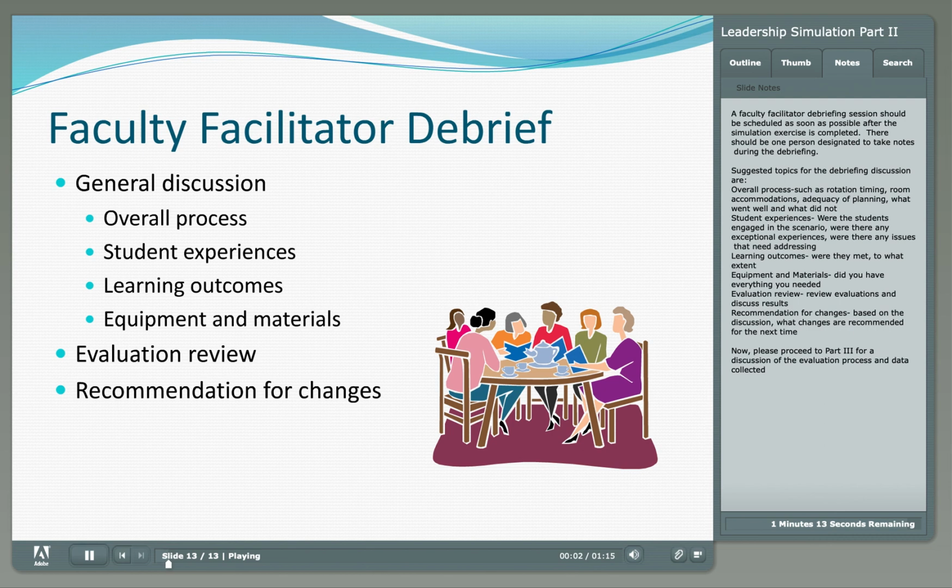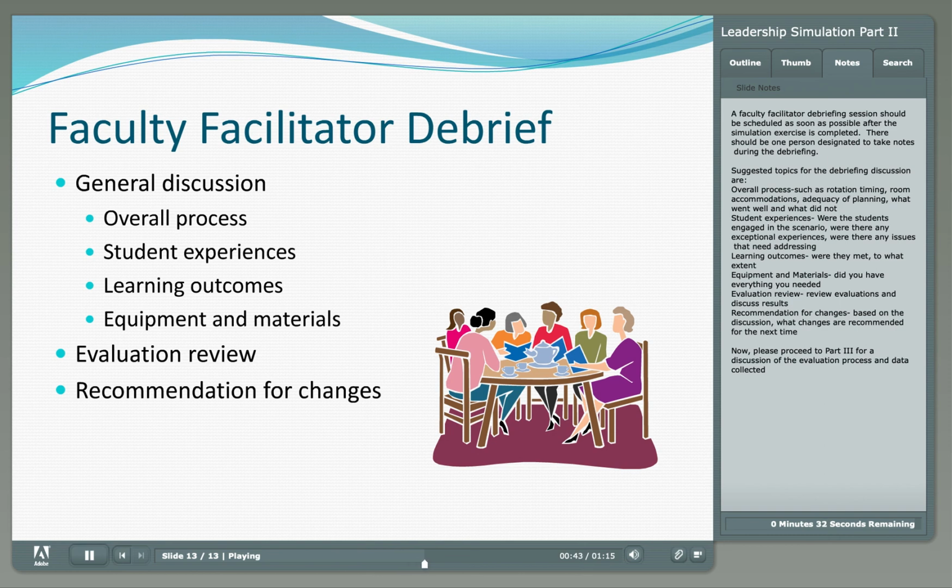Faculty Facilitator Debrief. A Faculty Facilitator debriefing session should be scheduled as soon as possible after the simulation exercise is completed. There should be one person designated to take notes during the debriefing. Some suggested topics for the debriefing discussion are: overall process, such as rotation timing, room accommodations, adequacy of planning, what went well, what did not. Student experiences: were the students engaged in the scenario? Were there any exceptional experiences? Were there any issues that needed to be addressed?